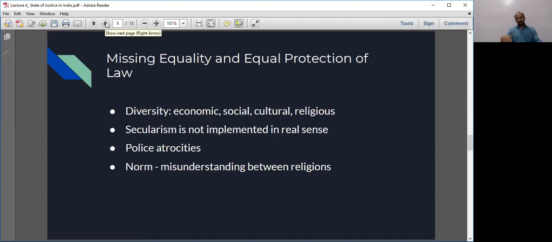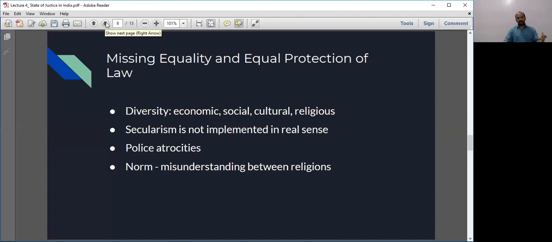Now, apart from this, there is one more discussion that we need to have: that there is missing equality and equal protection of law. Why am I saying this? We just talked about Article 14, and we said that Article 14 has two aspects: equality before law and equal protection of law. Essentially, it means that anyone within the territory of India, or let's talk about the citizens itself, at least citizens should have this. So everyone is supposed to have free access to law and be treated equal before law.